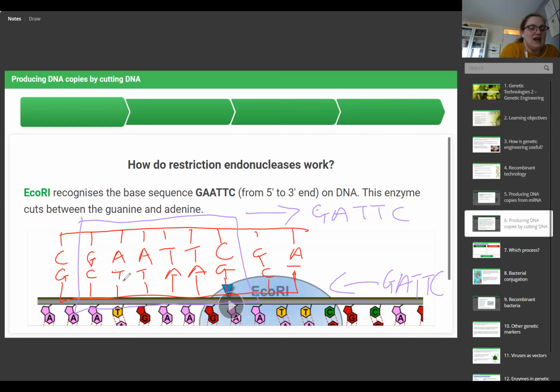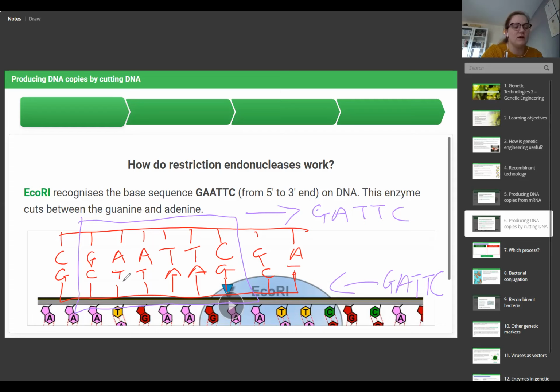So restriction endonucleases are enzymes that recognize specific palindromic sequences. These are known as recognition sequences. And what they come along and do is they digest the DNA at these places. So you can have a whole load of different restriction endonucleases, and they will cut at different specific points to specific recognition sequences in your DNA. And that's because the shape of a recognition sequence is complementary to the enzyme's active site.